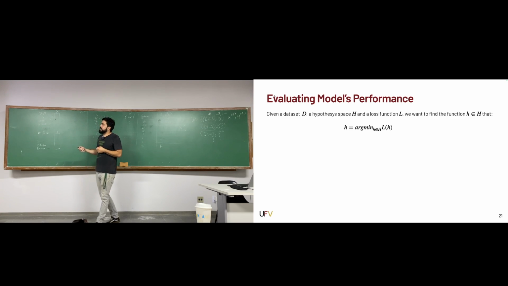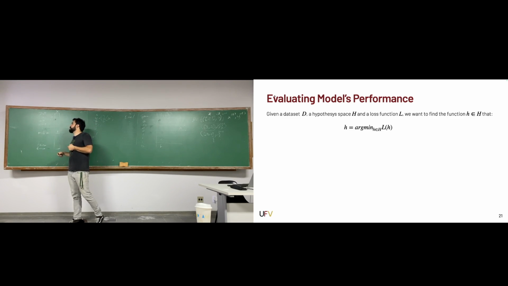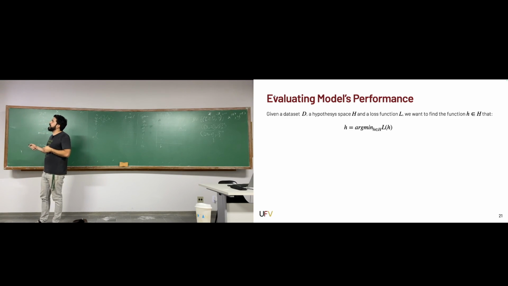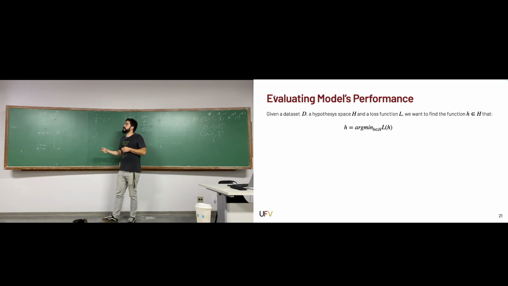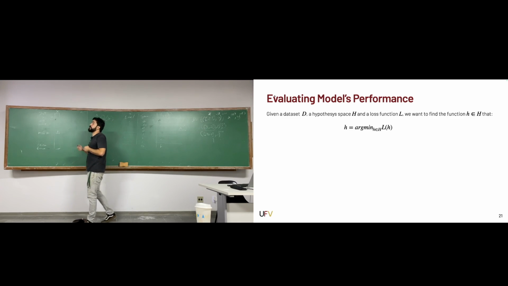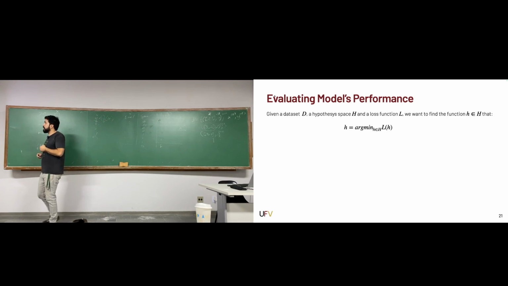So given a data set D, a hypothesis space H, and a loss function L, we want to find a function lowercase h in H that minimizes the loss function L. So we would say formally that we want the h that is the argmin, the argument that minimizes this function L. Just to formalize what you're trying to do.